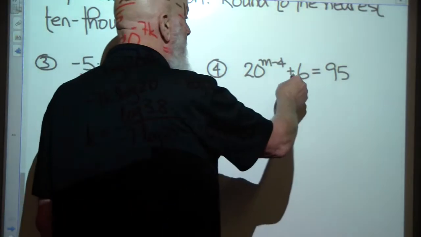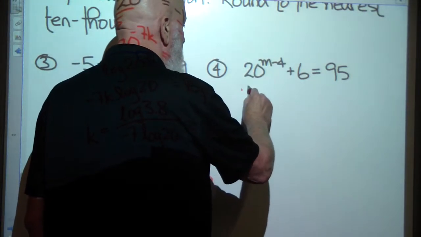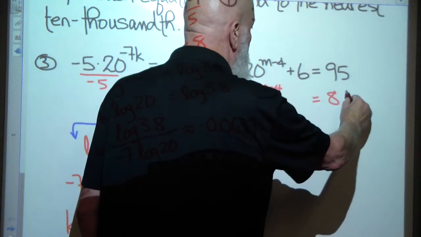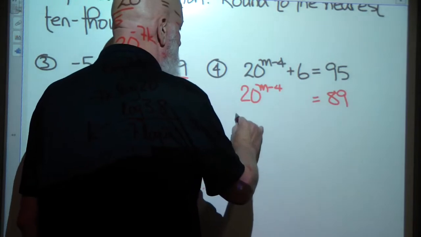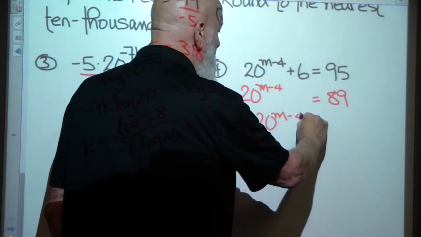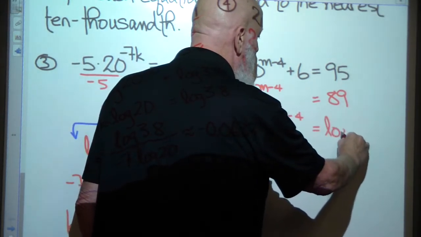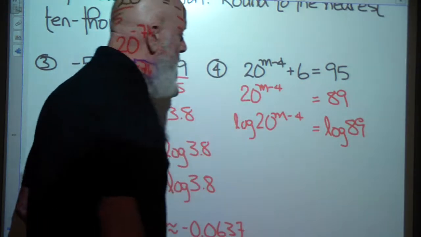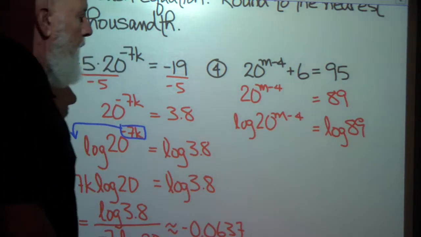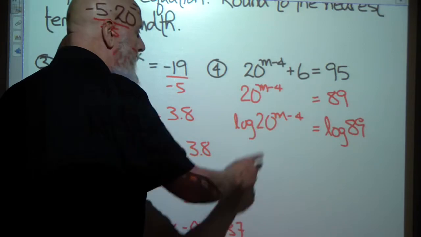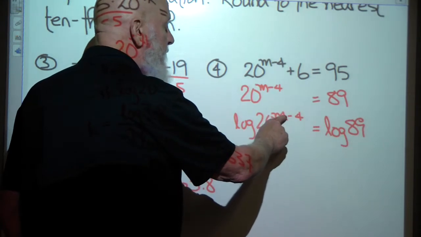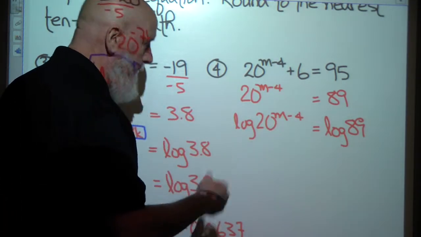I'm going to subtract 6 from both sides to isolate this. So 20 to the m-4 is equal to 89. I'm going to take the log of both sides, log 20 to the m-4 power is equal to log 89. The reason I'm doing that, taking the log of both sides, is I see that my variable is in the exponent, and we can get that out of the exponent by taking the log of both sides and then using the power property of logarithms, which enables us to move the exponent from a position of an exponent to a position of a coefficient, so to speak.